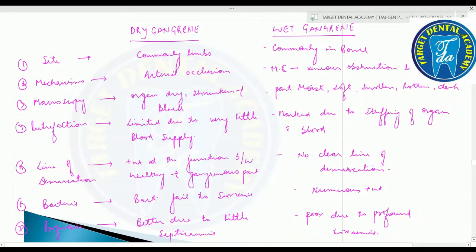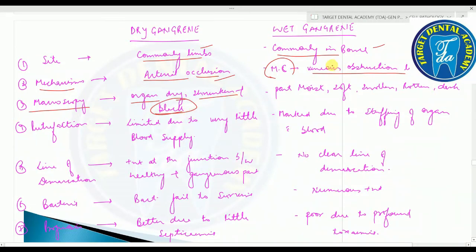The dry gangrene most commonly occurs in the limbs, and the wet gangrene commonly occurs in the bowel. The mechanism in dry gangrene is arterial occlusion, while in wet gangrene it is due to venous obstruction and less often arterial occlusion. In the macroscopy, in the dry gangrene, the organ may be dry, shrunken and black in color, while in the wet gangrene, the part of the organ is moist, soft, swollen, rotten and dark.